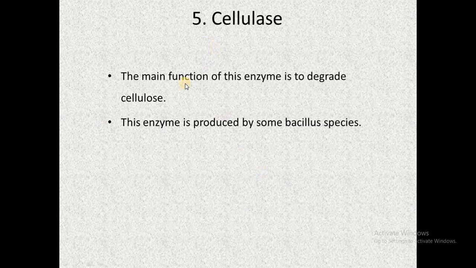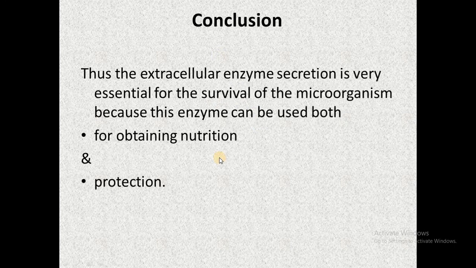Next one is cellulase. The main function of the enzyme is to degrade cellulose. It is produced by the microorganism Sphaerococcus species. Most of the Sphaerococcus species produce cellulase. So we come to the conclusion that extracellular enzyme secretion is very essential for the survival of the microorganism, because these enzymes can be used both for obtaining nutrition and also for protection. So enzymes are very essential for microorganism survival.